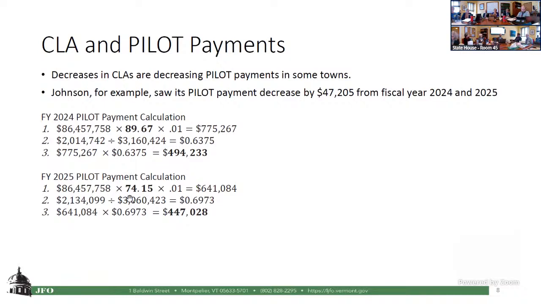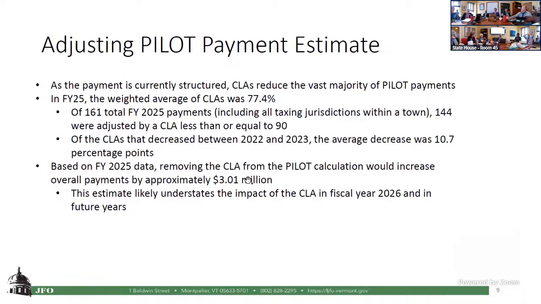In fiscal year 25, their CLA went from 89.67% to 74% with the same amount of value in state-owned buildings, and so their PILOT payment went down by $47,205. From what I understand, this is more likely to occur in towns where the insurance replacement values of Vermont State University campuses may not be updated every year. So when your values aren't increasing, CLAs are dropping, and you may not have much growth in the town grand list, this is more likely to occur, but it is a function of that calculation and of trends in PILOT payments.